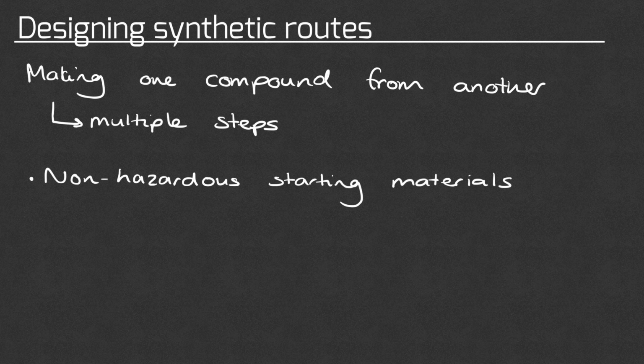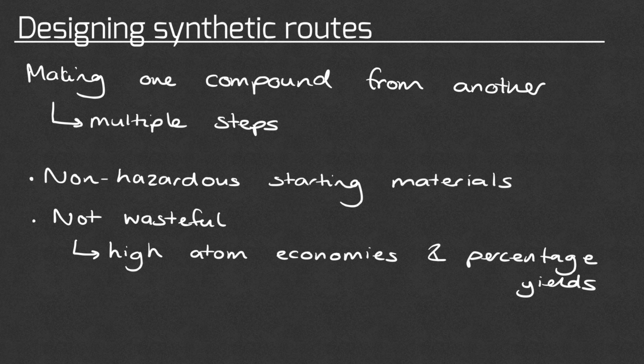Chemists will try to design synthetic routes which use non-hazardous starting materials and which aren't wasteful. This means the synthetic route will have high atom economies and high percentage yields at each part of the process. This will avoid having too much waste if multiple different steps are used to get from the starting material to the target molecule.